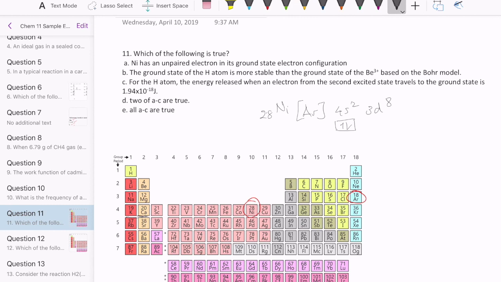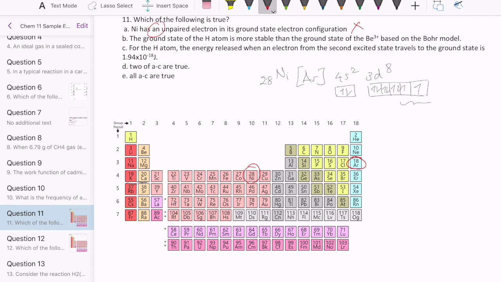So 4s would be like that, 4s2. 3d8 would have 8 electrons in the 5 3d orbitals. So 1, 2, 3, 4, 5, 6, 7, 8. So indeed, it has 2 unpaired electrons. The question specifically said it has an unpaired electron, and that's not true. It has 2 unpaired electrons. So that one would be wrong.